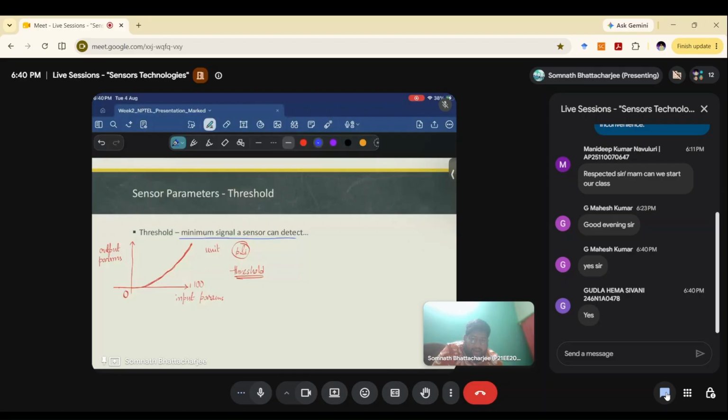I guess everybody has already read about threshold. For a transistor there are threshold voltages and these things.